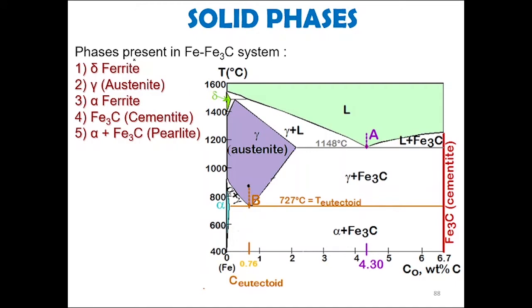But if we look at only solid phases, we will have delta ferrite. Over here we have delta ferrite. And then we have the gamma austenite phase region, which is also a solid phase. We have the alpha solid phase, also known as alpha ferrite, and the pearlite phase region. So for solid phases, we will cover these 5 phases. These 5 phases have their own characteristics, microstructure, and properties.